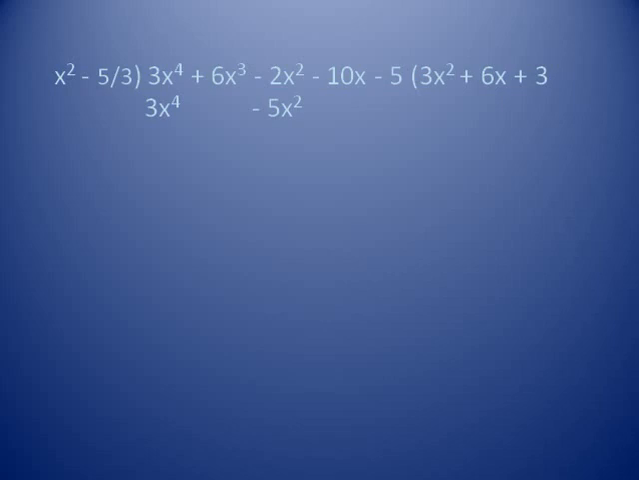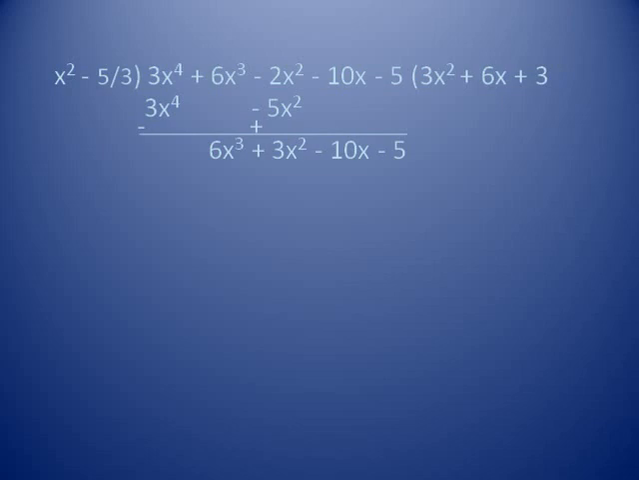Now for subtracting we will change the sign. So the signs of both the terms are changed, and we will subtract them. 3x to the power 4 will be cancelled, so we get 6x cubed, and here minus 2x square plus 5x square becomes plus 3x square, minus 10x minus 5 comes from the dividend.